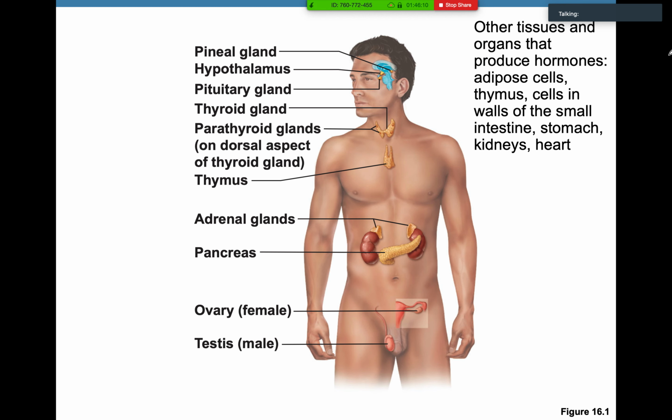So adipose cells, fat cells in our body, produce estrogen. Fat cells in our body produce estrogen, believe it or not. And so when you start to think about patients with polycystic ovarian syndrome, this is something that's really becoming more and more common. I'm sure you've seen it in your clinical rotations. These patients tend to be a little bit more overweight. They have more adipose cells.